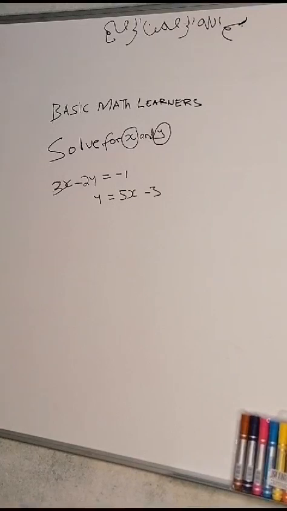If you look at both equations, the first equation is 3x minus 2y equals minus 1, and it is not written in standard form. The second equation is y equals 5x minus 3, which is written in standard form. Whenever we are solving simultaneous equations, there are three methods we use. And the best method that we use is called the algebraic method. And we are going to use that one.